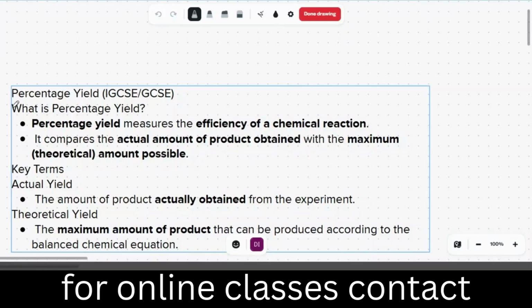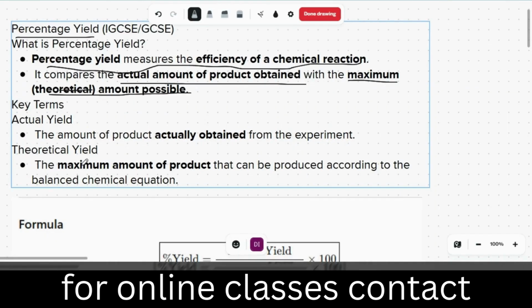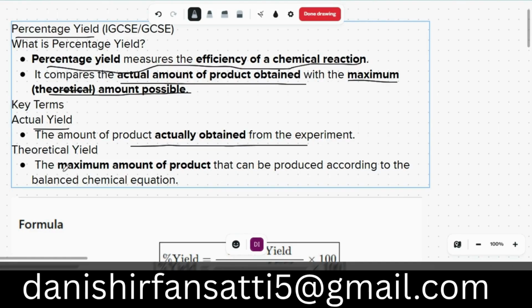Today we are going to talk about percentage yield. So what is percentage yield? Percentage yield measures the efficiency of a chemical reaction. Okay, it compares the actual amount of the product obtained with the maximum theoretical amount possible. Okay, key terms are actual yield, that is actually obtained from the experiment, and the theoretical yield, that is the maximum amount of product that can be produced according to the balanced chemical equation.